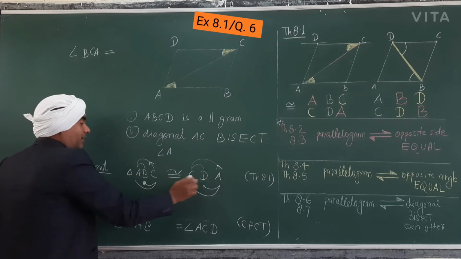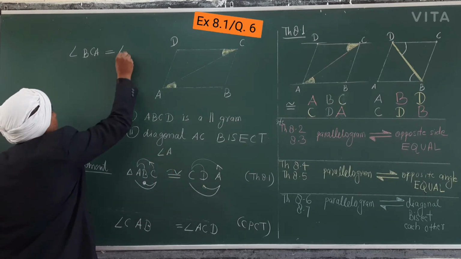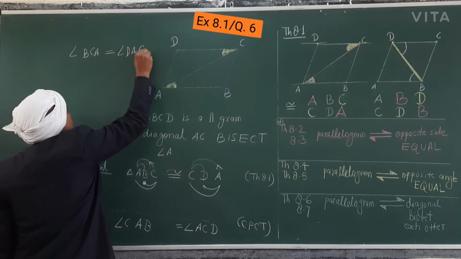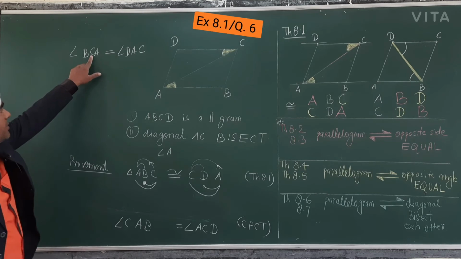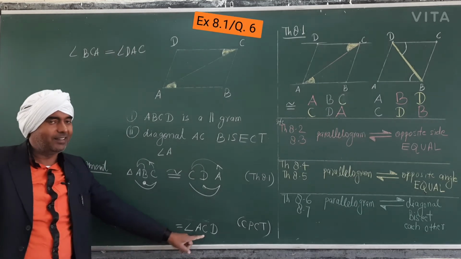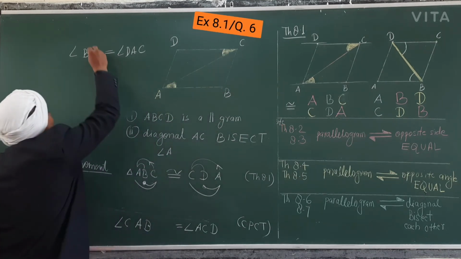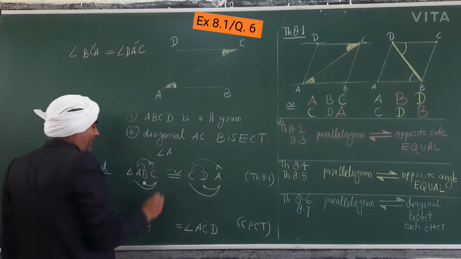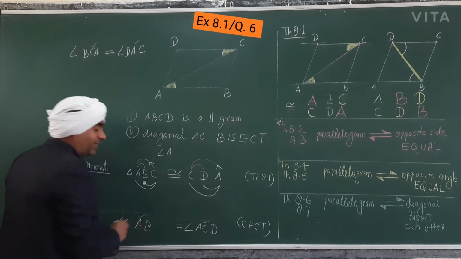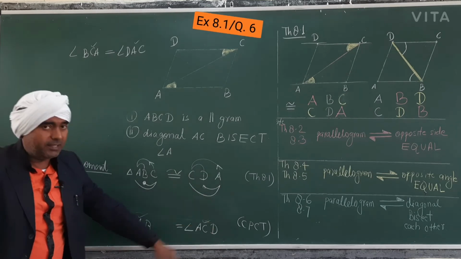If you have written this sequence correctly, so angle DAC. What is written here? C and here A. Here A and here C. Okay, because A and C was bisected. So here is again C and A. Here A and C. But the things have changed. So this was again CPCT.